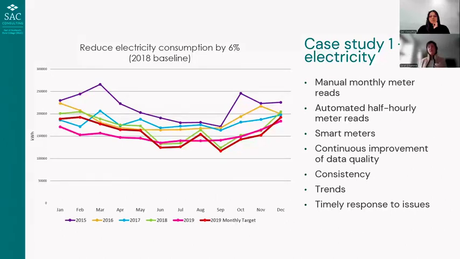It does require consistency, because in order to be able to see the trends, you really want to see what's happening. So if you're recording data for calendar months, then make sure it's for the full calendar month, rather than just ad hoc, whenever I like to take the meter readings, because then you might just lose important data for particular months. That will allow you to see the trends, and then also timely response to issues.